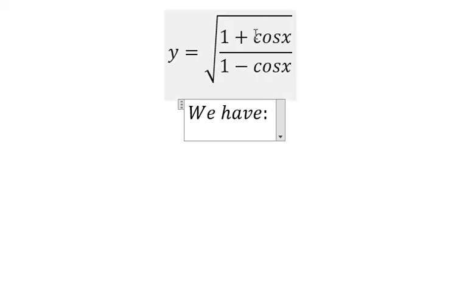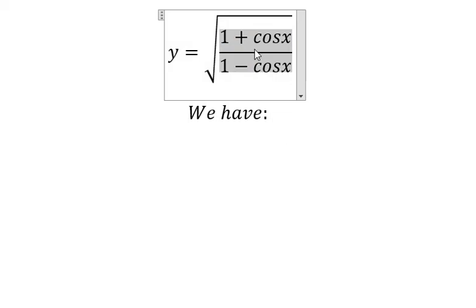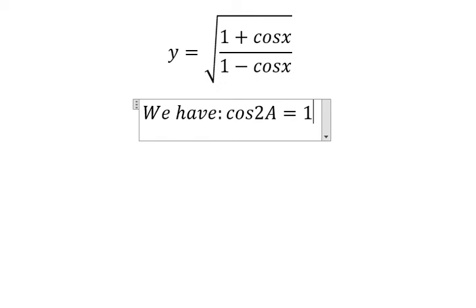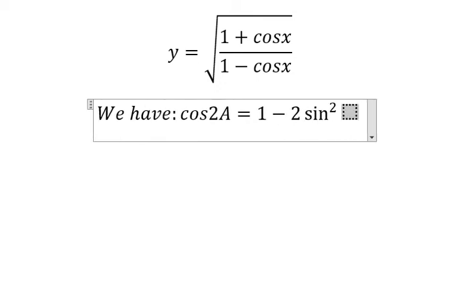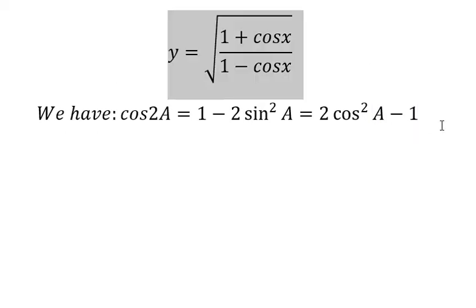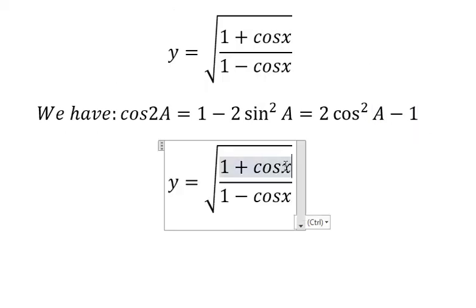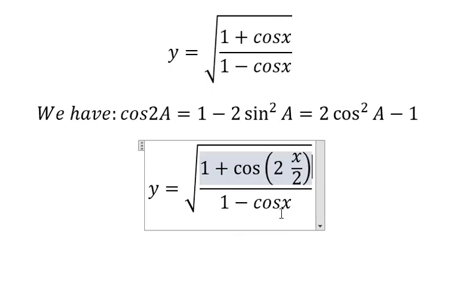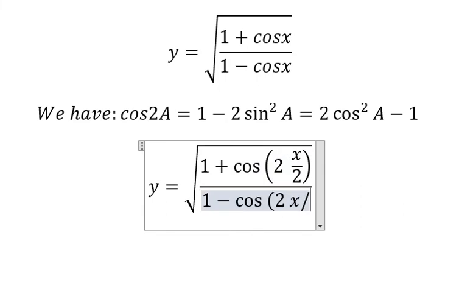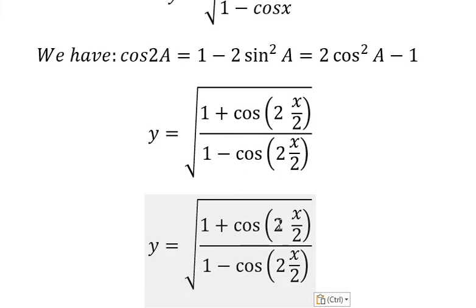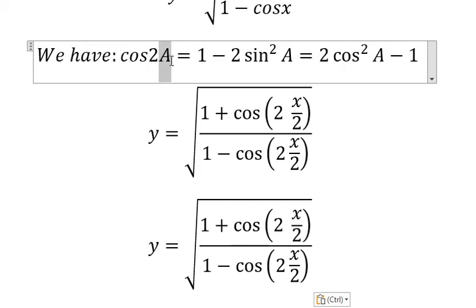Before doing the first derivative, we need to change this one. So we have cosine 2a equals 1 minus 2 sine squared a, and 2 cosine squared a minus 1. So this one, that is about 2 multiplied by s over 2. Similar for this one. So cosine 2 with s over 2. So s over 2, that is about capital A.